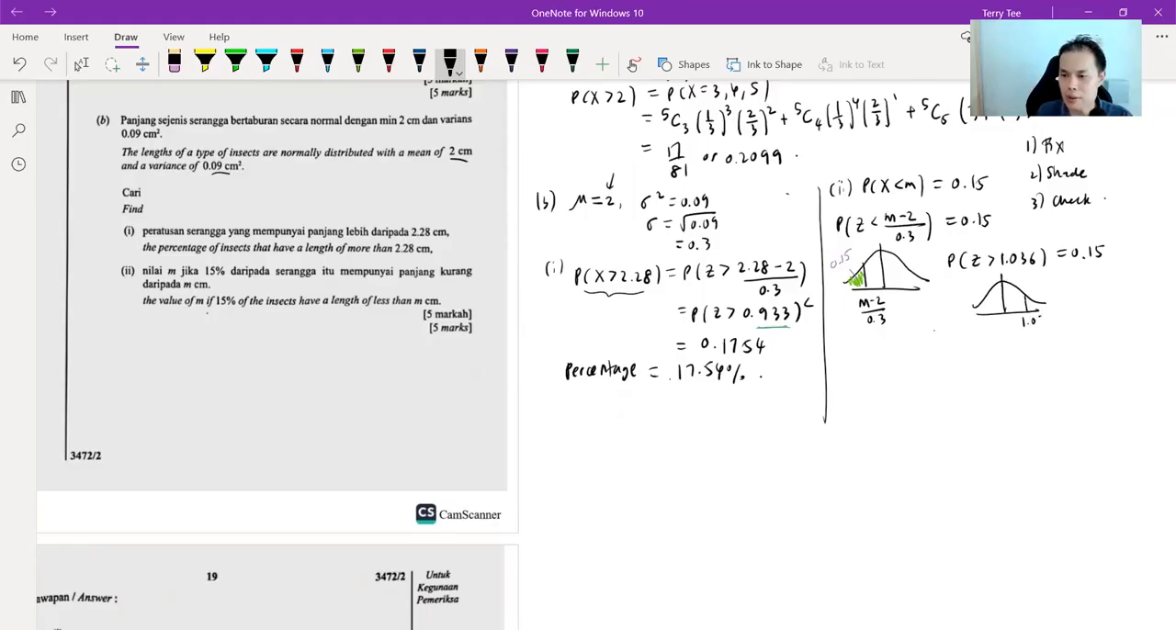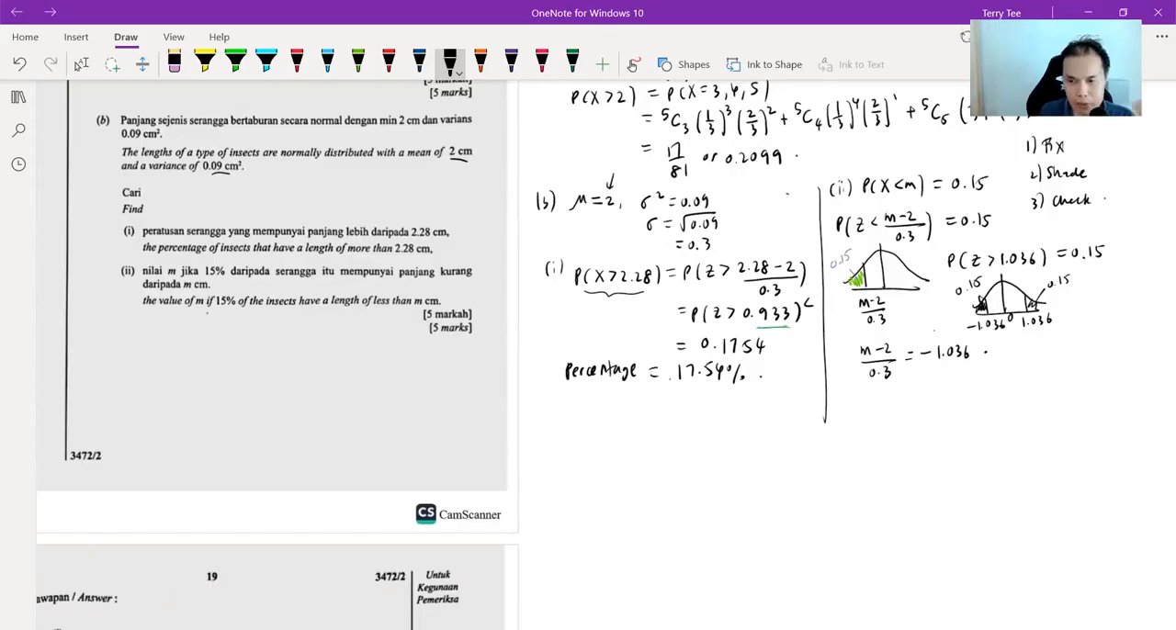If this is 1.036, this is 0.15. I can actually flip it to the left and write this as negative 1.036, because the standard normal distribution graph is symmetrical at the center, at 0. So this is still 0.15. So what I can do instead is to take m minus 2 over 0.3 and equate this with negative 1.036.